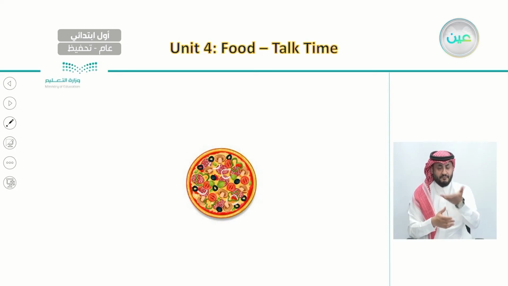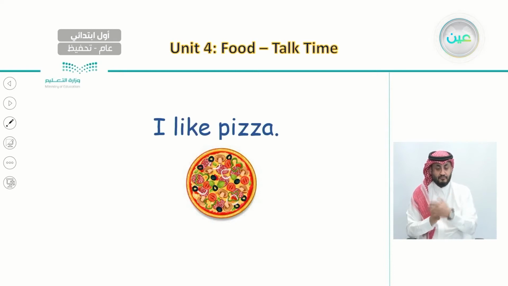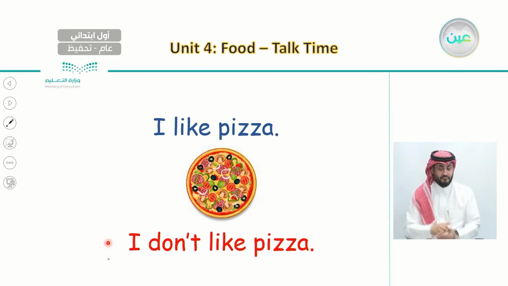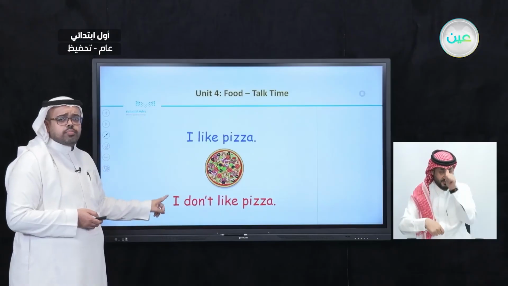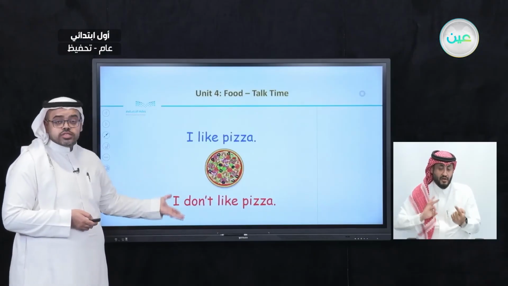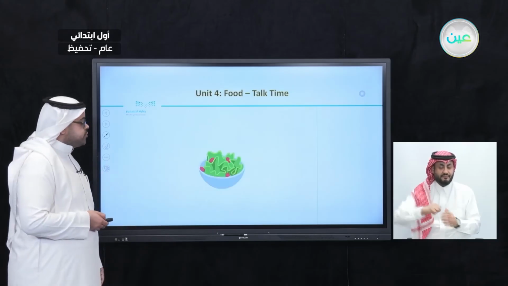This one is a pizza. Now let's try to repeat the sentence. I like pizza. I don't like pizza. I like pizza. I don't like pizza. Now let's try it out with the other food.